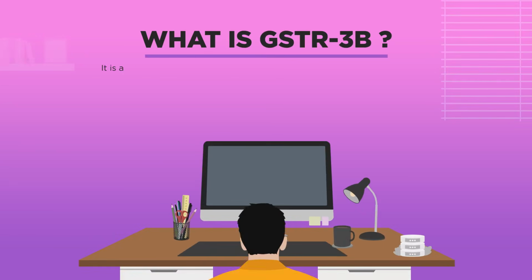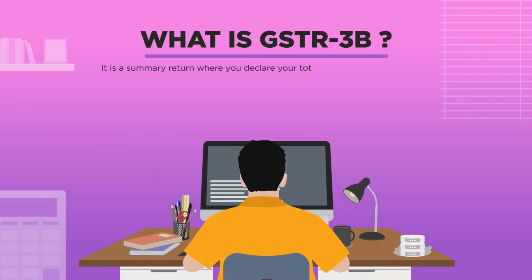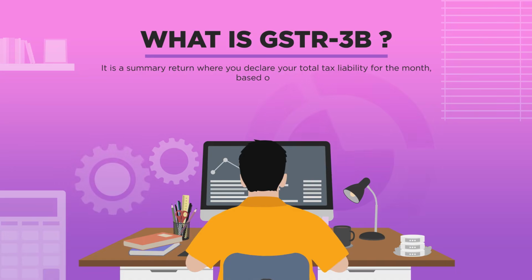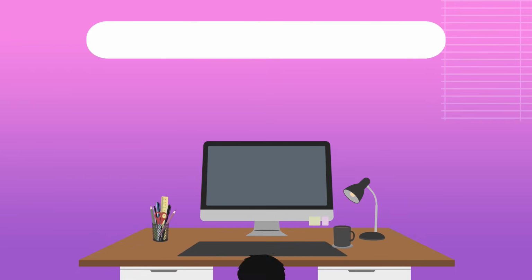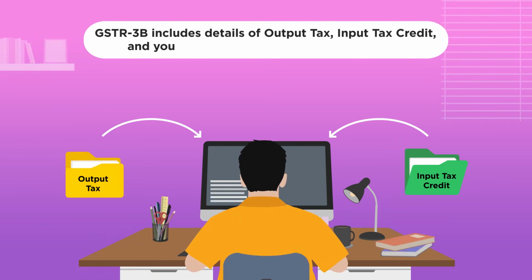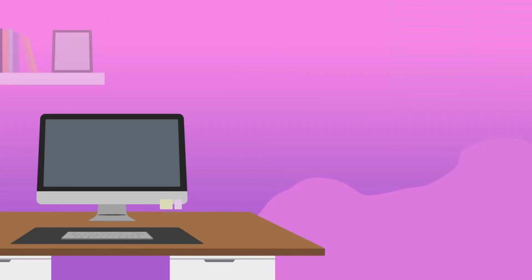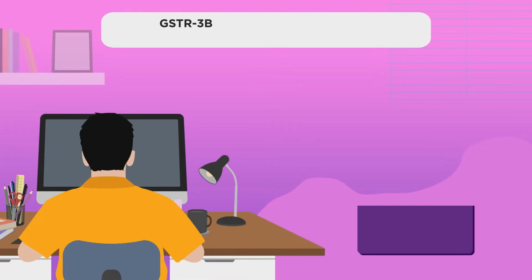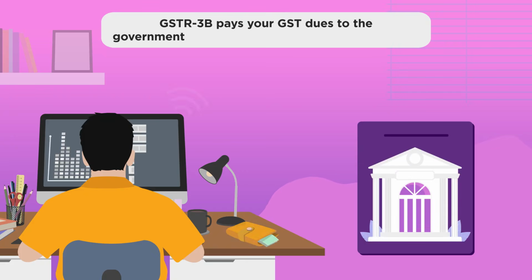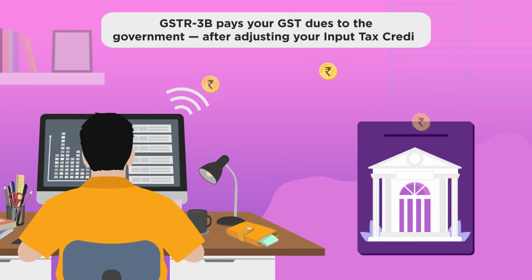GSTR-3B is a summary return where you declare your tax liability for the month based on the outward supplies and inward supplies. This return includes details of output tax, input tax credit, and our net GST payable for a specific period. This return is crucial because it's through GSTR-3B that you actually pay your GST dues to the government after adjusting your input tax credit.